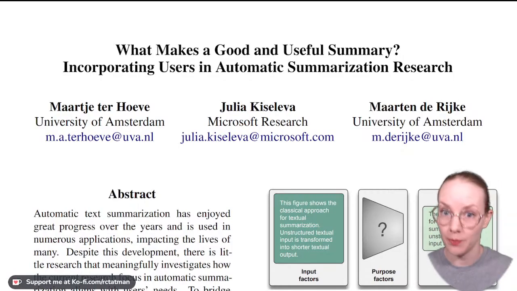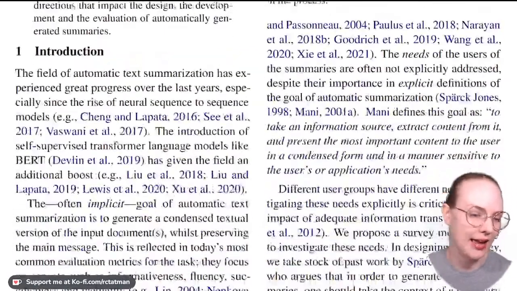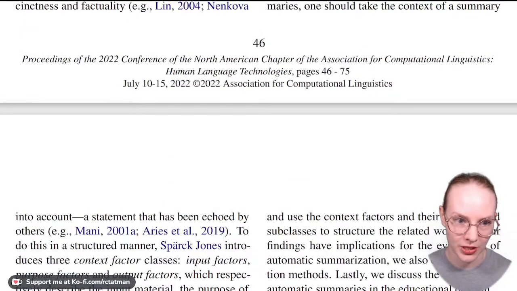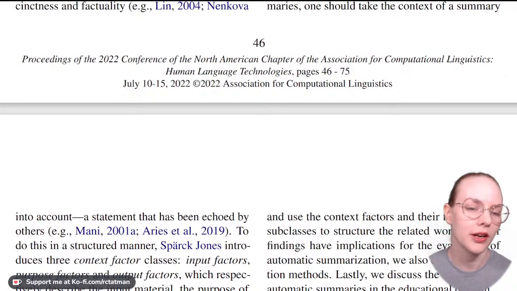So this paper is published, it is not a preprint, and it is from NAACL 2022, so that happened in July, just a couple months ago. It's a pretty recent paper. I wanted something that would cover more recent work.